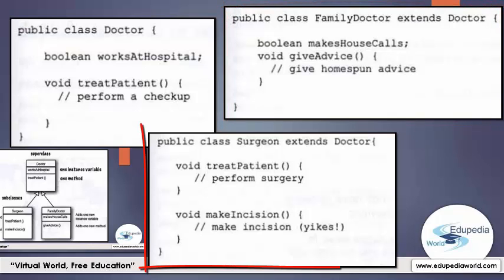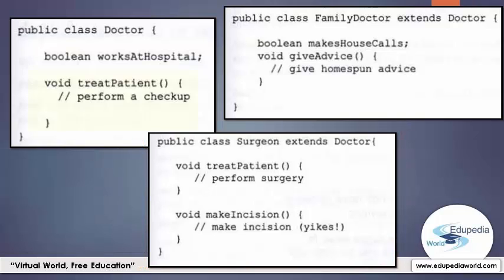And the next subclass, the surgeon class. Here also we have to mention that surgeon extends doctor, and inside the surgeon class we override the treat patient method and also add our new method, make incision. Okay, now look at the treat patient method in the doctor class. Here we are saying how to treat a patient by performing a checkup. But when we override this treat patient method in the surgeon class, we are saying how to treat a patient by performing a surgery.